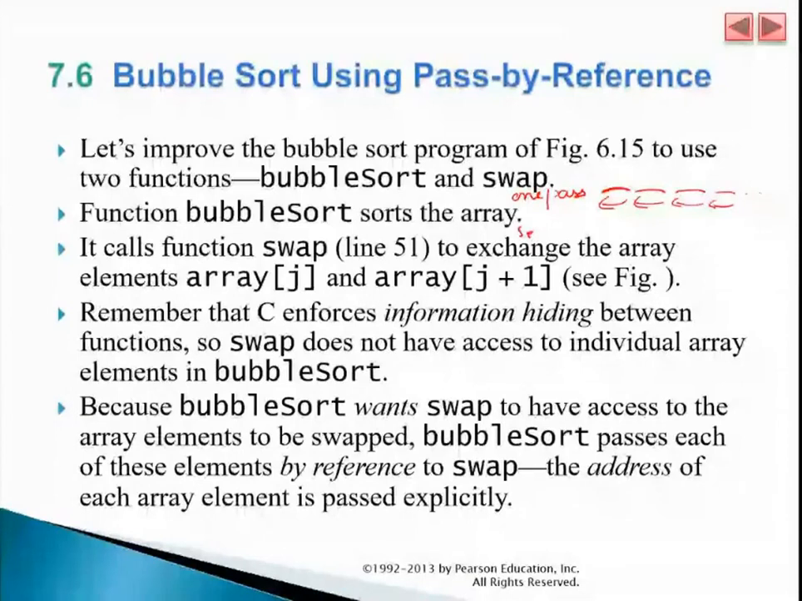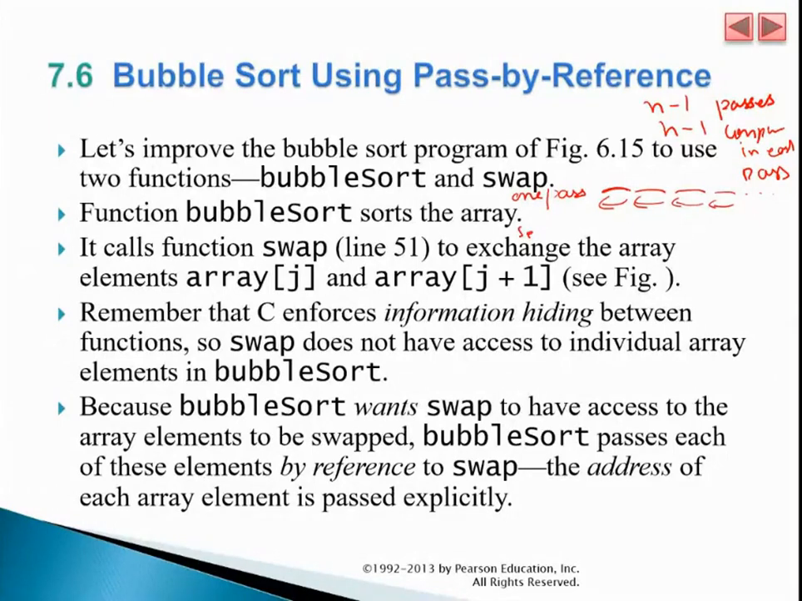And how many passes are required? N minus 1. Right, n minus 1 passes are required. And in one pass, how many comparisons are required? N minus 1 comparisons in each pass. This is also important. All right. So I hope that you all remember this bubble sort.